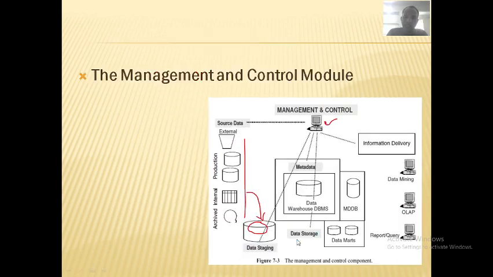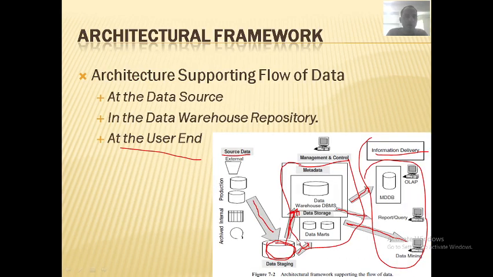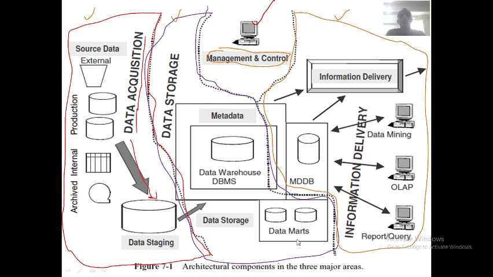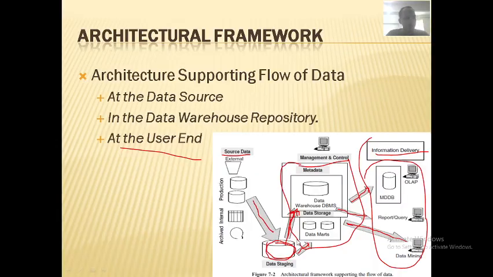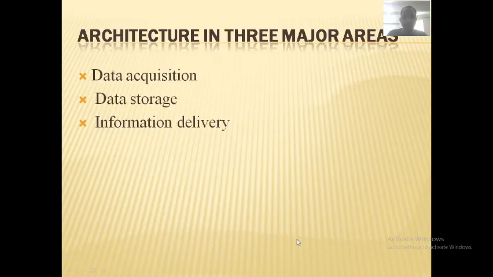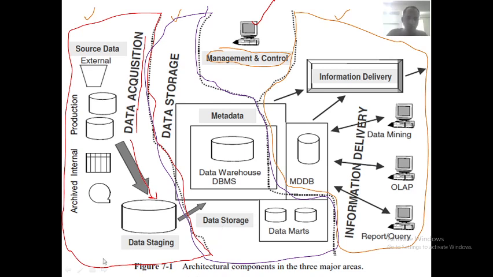Third area. See here now. Data staging, sir. See, all of you look into this. These three areas, let me give the color for this. Information delivery. Information delivery, exactly. See here now. This is the first area. We divide this complete data warehouse architecture into three areas.